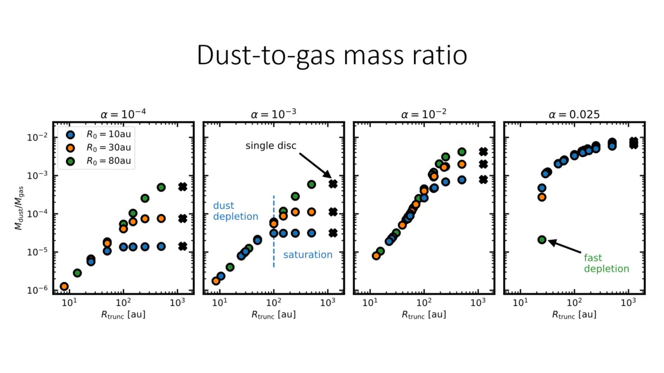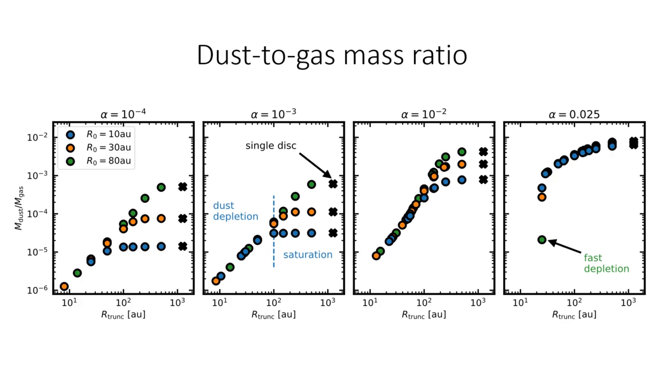Let us first focus on the numerical results. Our main expectation is that both the gas and the dust evolve faster in binary disks than in those around single stars. This is confirmed in the following figure, in which the dust-to-gas mass ratio, M_dust over M_gas, on the y-axis, is plotted as a function of the disk truncation radius, R_trunc, on the x-axis. The figure is color-coded according to the initial disk radius R0 and refers to t = 1 million years.